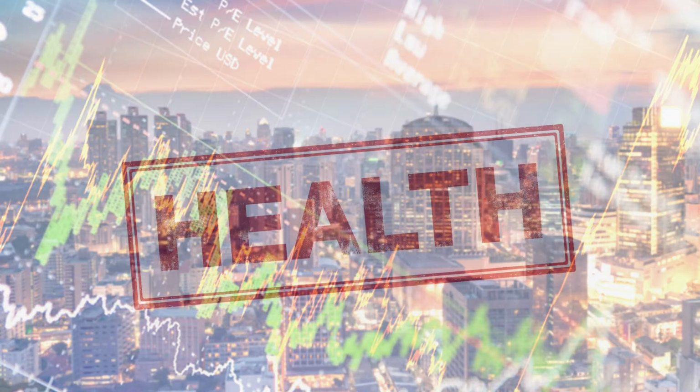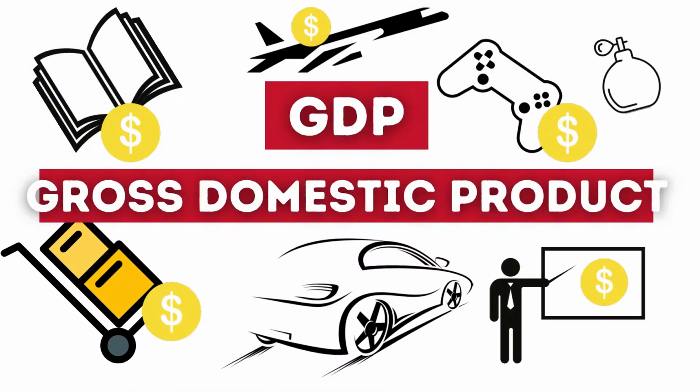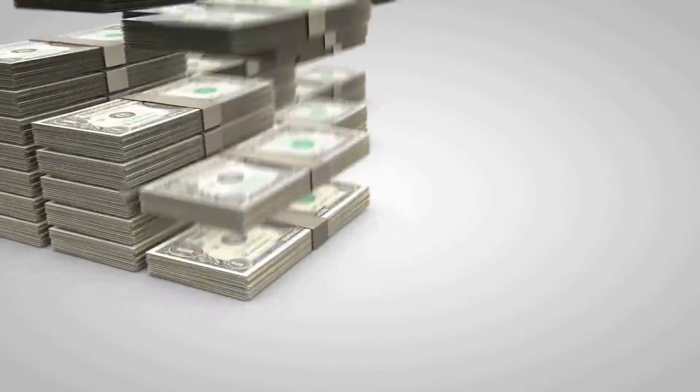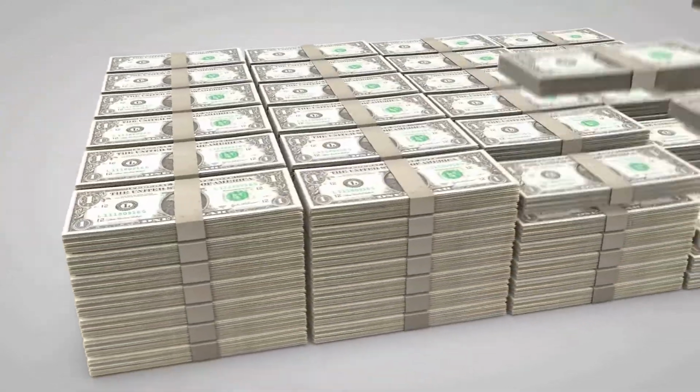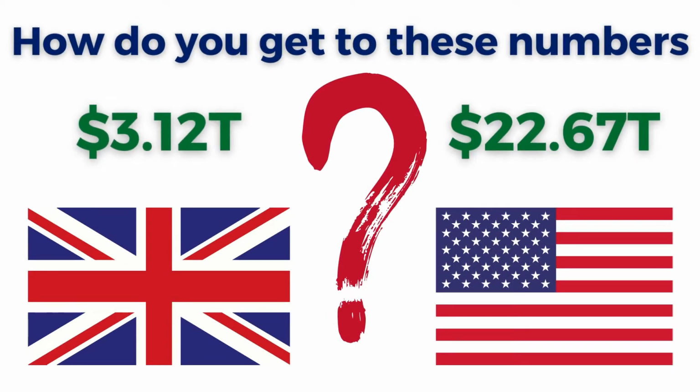GDP is an important gauge of the overall health of an economy. It stands for Gross Domestic Product. Simply put, the total value of all goods and services in a country is measured by GDP. That means it measures a lot of stuff worth a lot of money. In the UK, GDP is around $3.12 trillion per year. In the United States, the world's biggest economy, it's around $22.67 trillion this year.